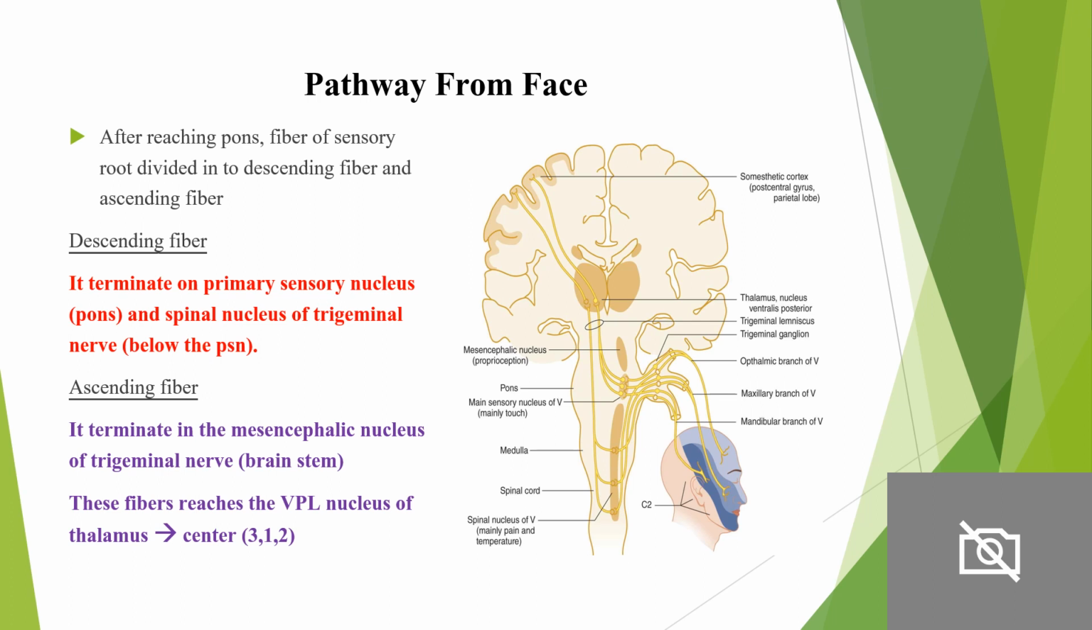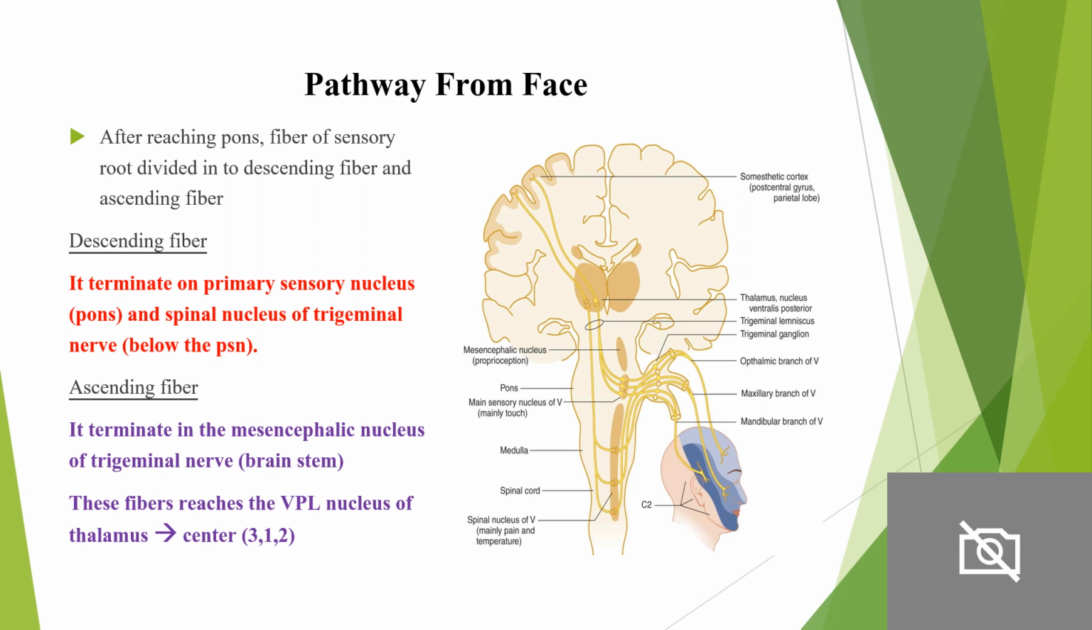The fiber of the sensory root divides into two fibers. One is a descending fiber, it will descend like this, and one is an ascending fiber, it will ascend like this. See the diagram, it shows very clearly. So this is the descending fiber and this is the ascending fiber. The descending fiber terminates on the primary sensory nucleus. See here, this is the primary sensory nucleus.